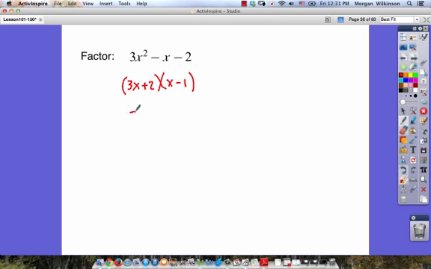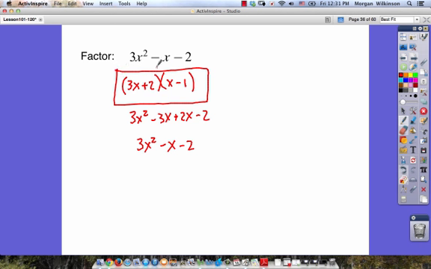3x times x is going to give us 3x squared. 3x times -1 is -3x. 2 times x is going to give us +2x. And 2 times -1 is -2. So we're going to get 3x squared minus x minus 2. Perfect. That's exactly what we were looking for. We got our right factorization of 3x squared minus x minus 2. And this time, it only took us 2 tries. Let's look at one more today.